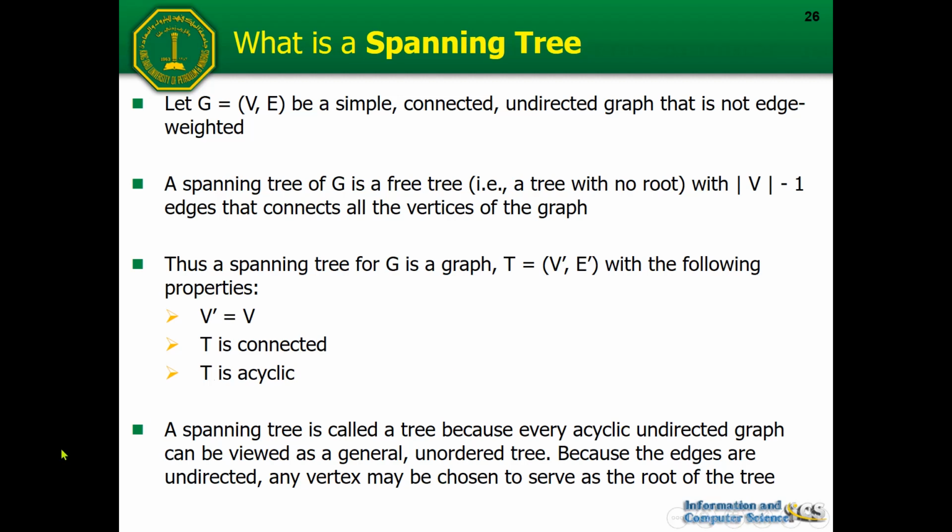Then there is additional information. A spanning tree is called a tree because every acyclic undirected graph can be viewed as a general unordered tree. Because the edges are undirected, any vertex may be chosen to serve as the root of the tree. So this is actually the definition of the free tree. The free tree is the tree where we can just take one vertex out of all the vertices and define that as the root. But this one is not determined. You can choose any vertex to become the root.